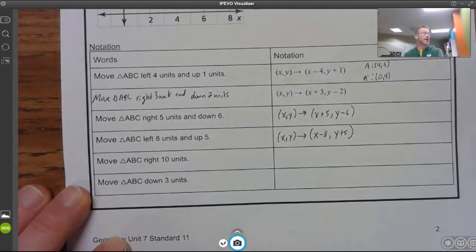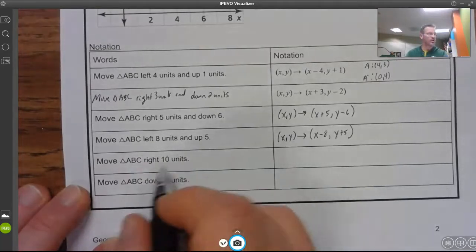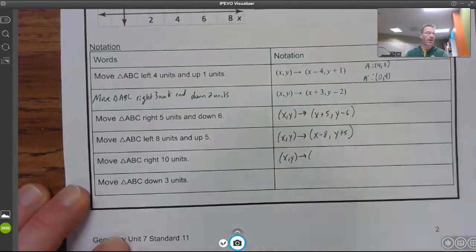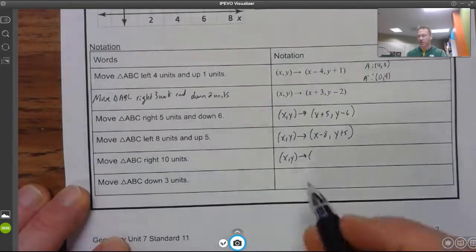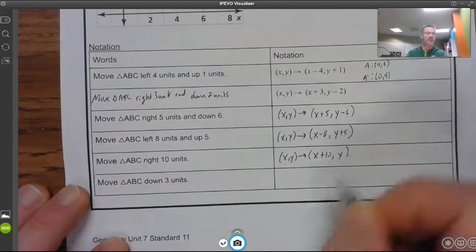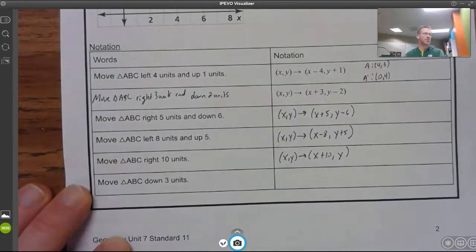Now notice on this one, I'm only moving to the right 10 units. There is nothing about moving up or down, so that means y is not going to change. If I want to go to the right 10, I do x plus 10, and y is going to stay the same. There's no change in y. I'm just moving it to the right, not up or down.